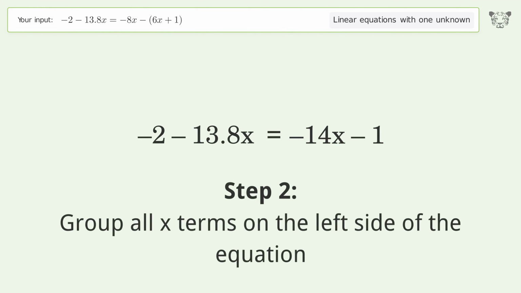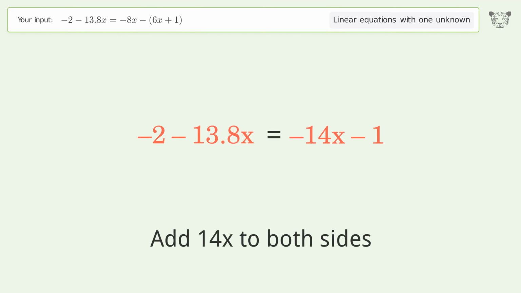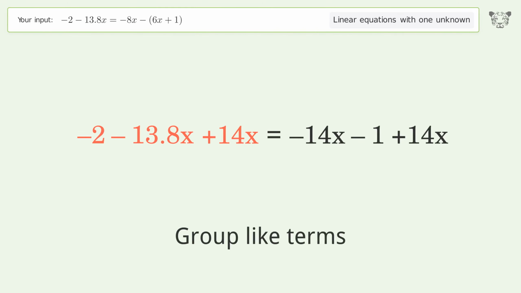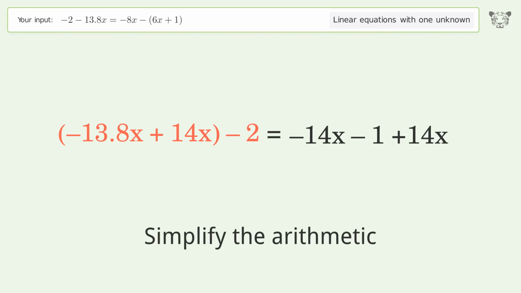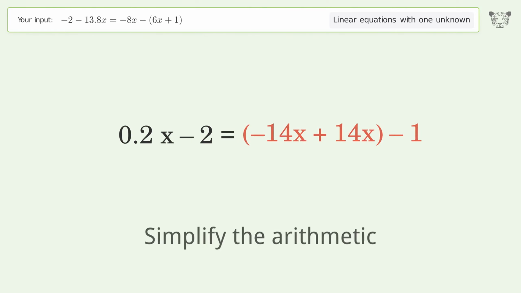Group all x terms on the left side of the equation. Add 14x to both sides. Group like terms. Simplify the arithmetic. Group like terms. Simplify the arithmetic.